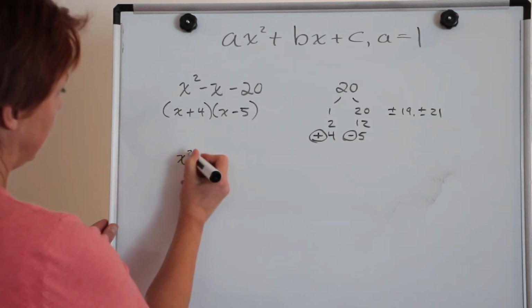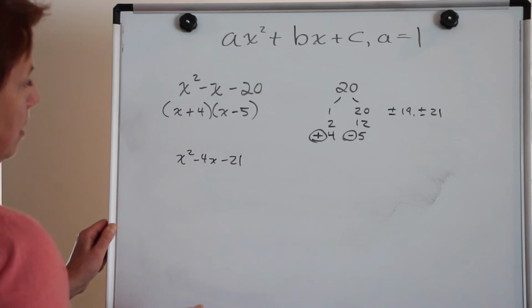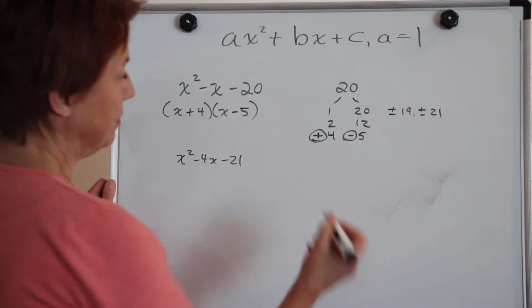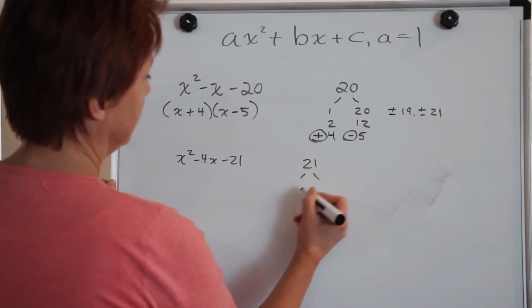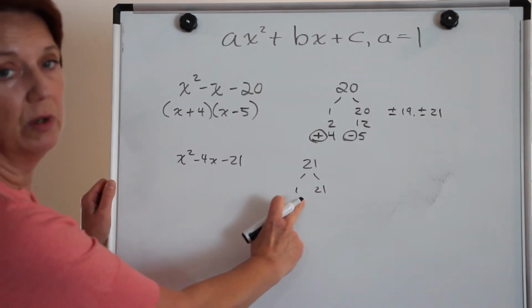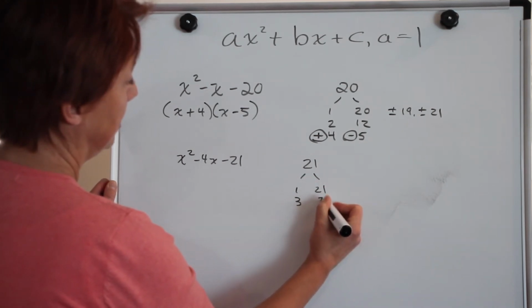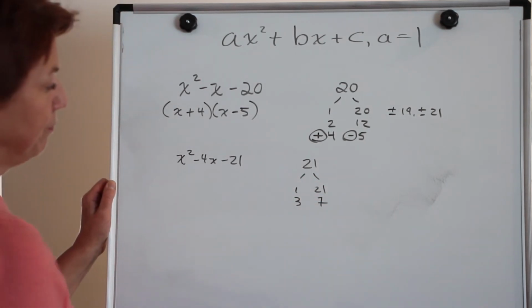We have x squared minus 4x minus 21. All right, so 21 doesn't have a lot of factors. It's not 1 and 21, we know that because that makes plus or minus 22, plus or minus 20. 3 and 7, okay, that could work, right?